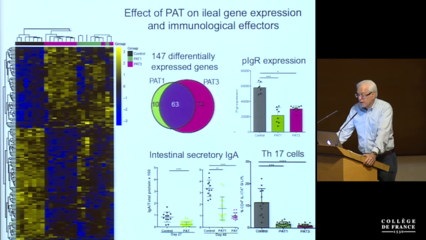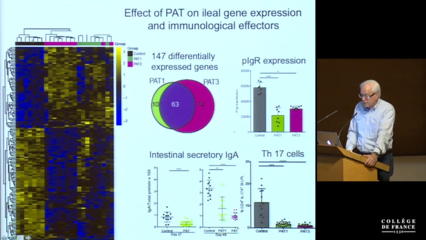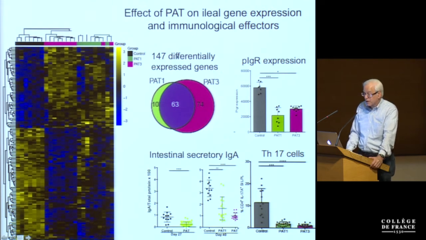What's the effect on the host? Here we're going to look at the effect on ileal gene expression and immunological effectors. This is a heat map of a NanoString nCounter assay of 547 genes involved in inflammation and immunity. It's an unsupervised hierarchical clustering. This is the group of mice that didn't receive antibiotics. They cluster by themselves. The 2 groups of mice that received antibiotics, 1 or 3 courses, formed the second cluster. You can see that there's a lot of similarity. In total, 147, about a quarter of the genes, are differentially expressed between antibiotic and control, mostly with 3 courses of antibiotics, but about half of them with only a single course of antibiotics, involving important genes like the polymeric immunoglobulin receptor gene, down with 3 courses, down with 1 course.